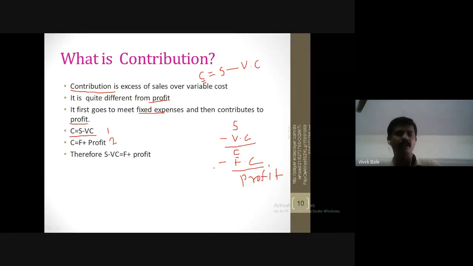Now see here, the first formula is contribution is equal to sales minus variable cost. And the second formula, look at this, fixed cost plus profit is equal to again contribution. And therefore these are the two formulas which you need to remember while calculating the contribution. I hope you have understood the meaning of contribution.